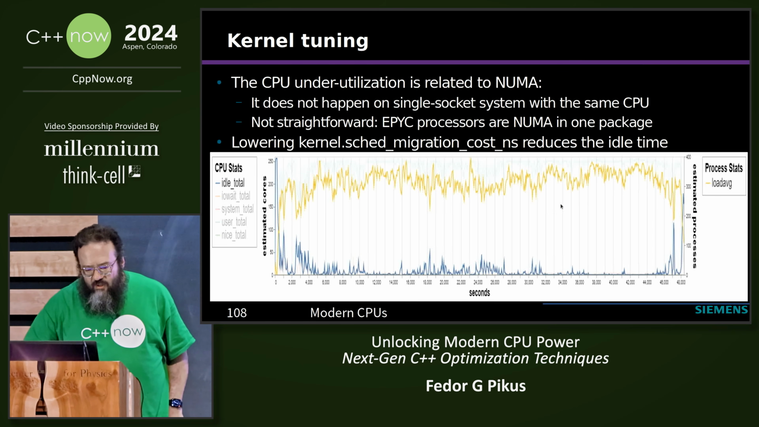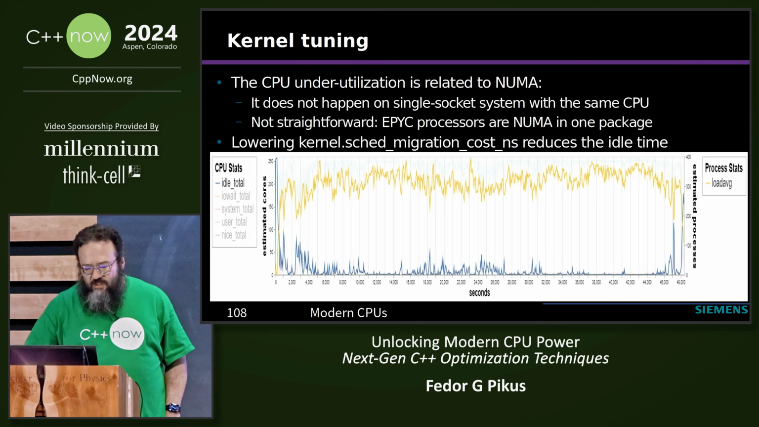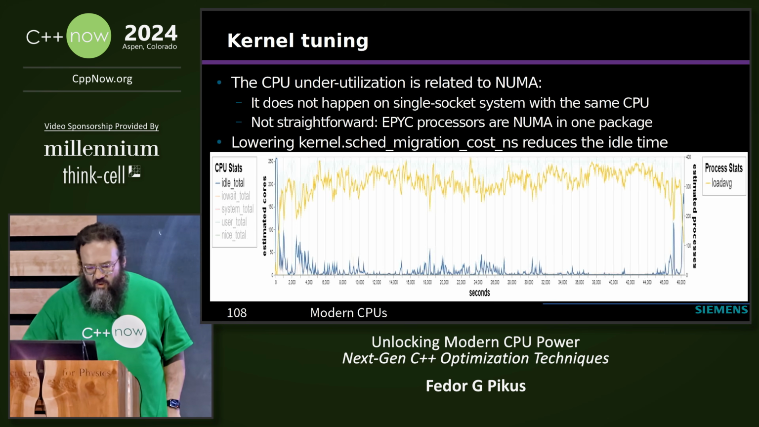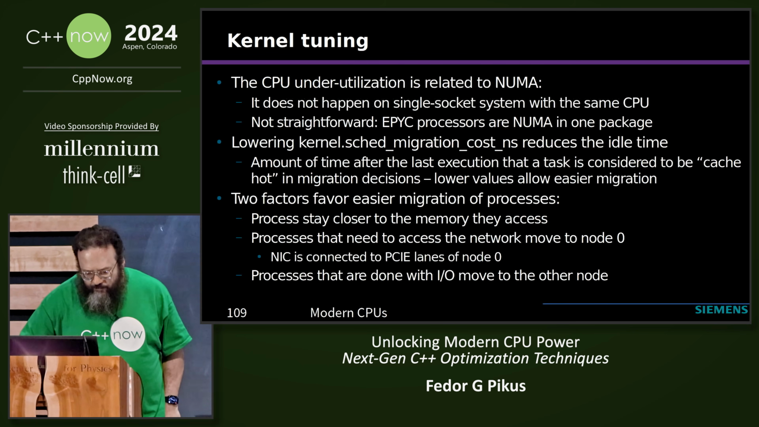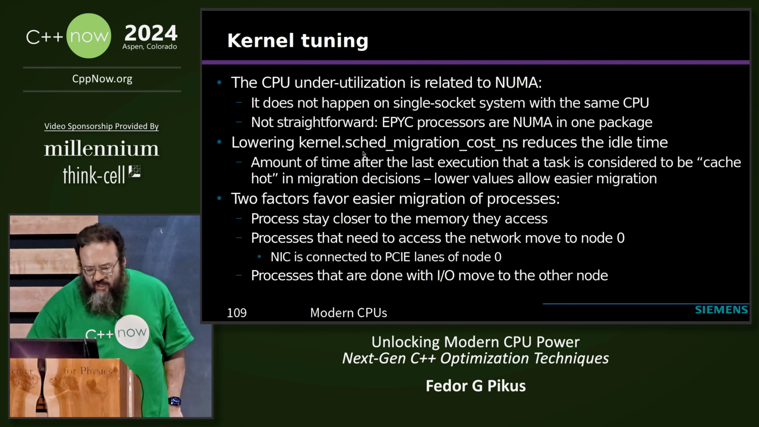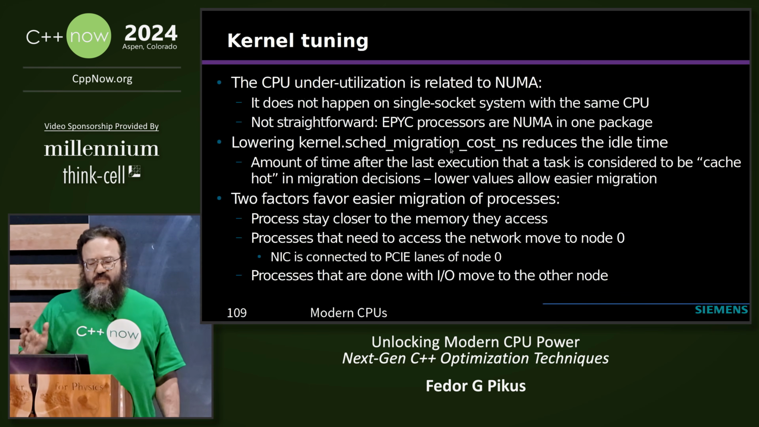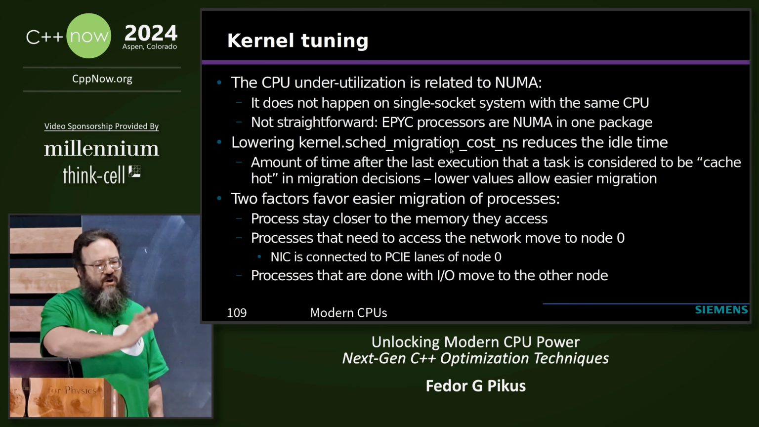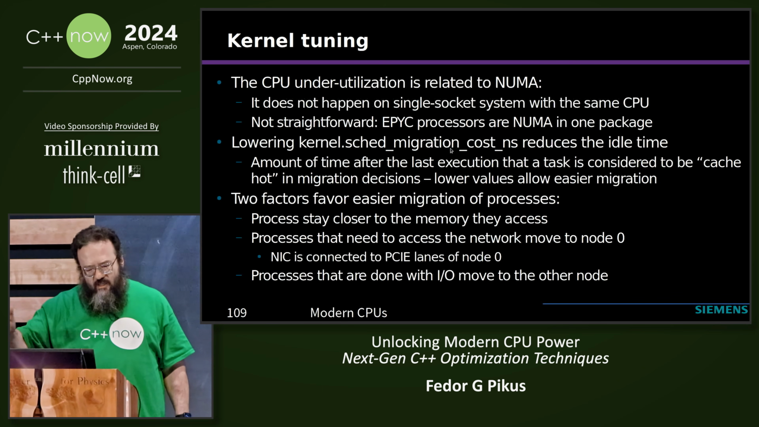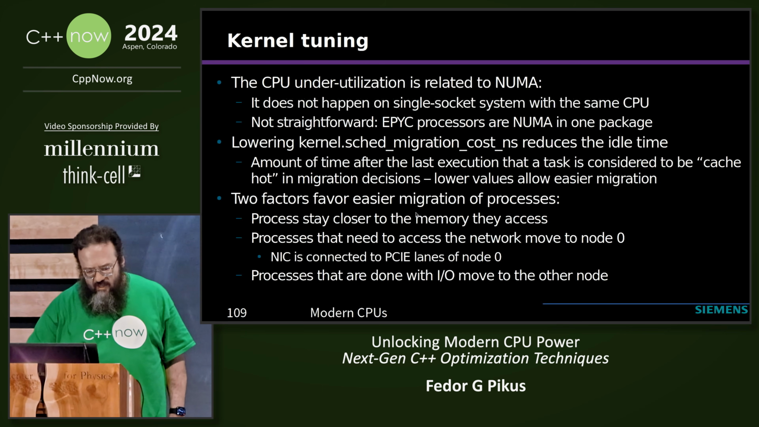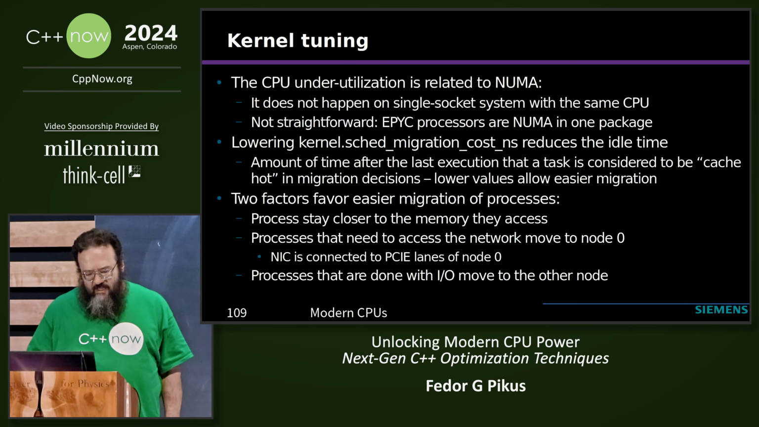Okay, we do some kernel tuning. These are EPYC processors. We get a little better. So what's going on? The fundamental kernel tuning that we had to do has to do with the kernel migration cost. That is basically how quickly a process can be migrated from one NUMA node to another. Lower values make for easier migration, so we had to lower the values. What's the problem with the migration?